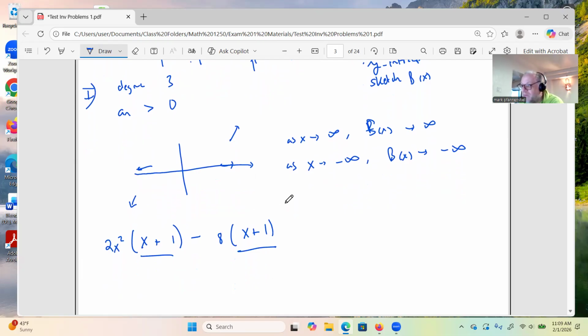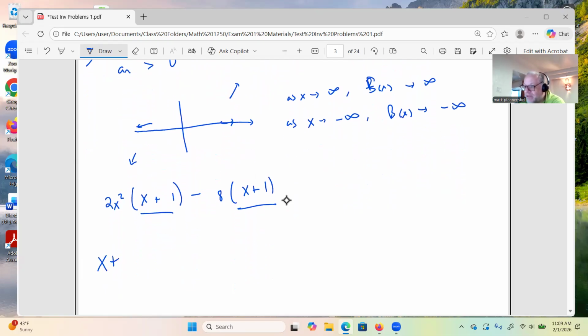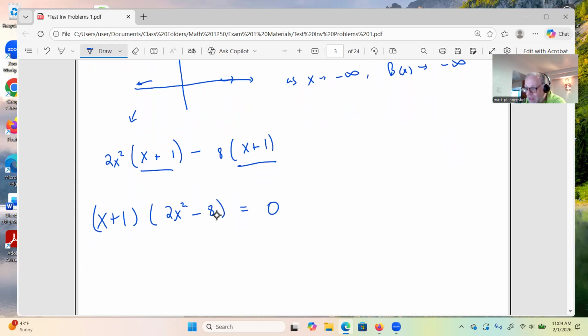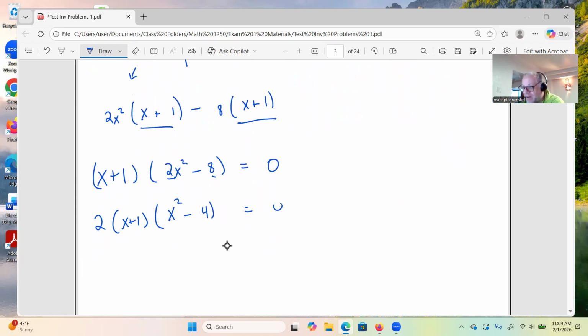So what we're going to do is pull this x plus 1 forward, x plus 1, and what are we left with? We're left with 2x squared minus 8. Remember, the goal here was equal to 0, so I'm going to go a little bit further. I'm pulling out a 2 to factor it completely. We have an x plus 1. If I pull that 2 out of here, we have an x squared minus 4. Again, factoring completely, we can keep going. So we have 2, x plus 1, x minus 2, x plus 2 equals 0.